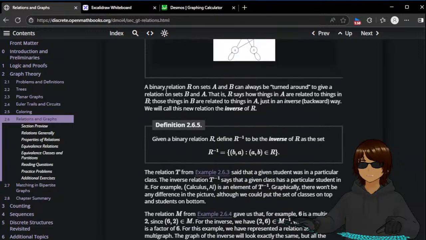A binary relation R on sets A and B can always be turned around to give a relation on sets B and A. That is, R is how things in A are related to things in B. Those things in B are related to things in A, just in the inverse way. We call this new relation the inverse of R.